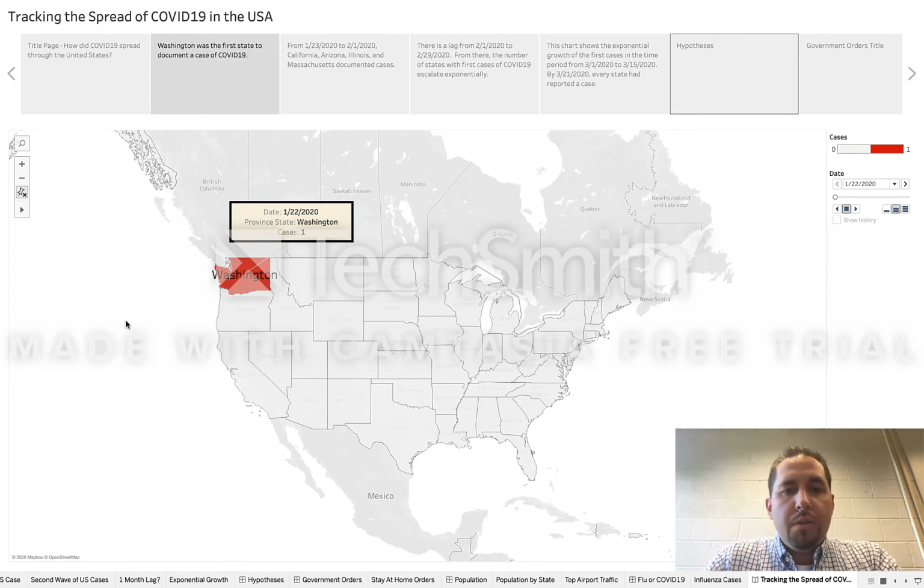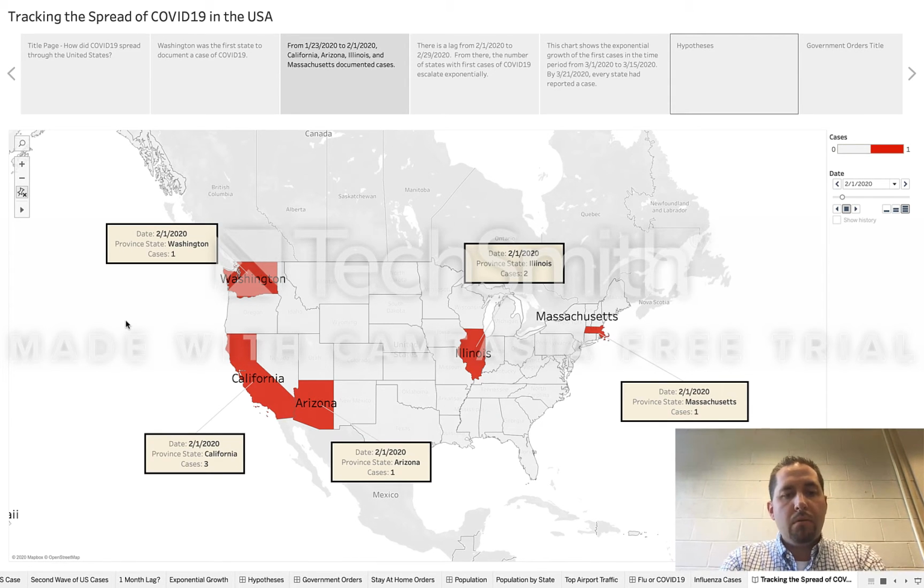So my first step was to determine how it spread throughout the United States. And I used the data that was provided on the website. And as you can see here, this is a map showing that Washington State was the first case on January 22nd, 2020. The first reported case on January 22nd, 2020. Shortly after, on 2/1, there were 4 more states that reported their first case: California, Arizona, Illinois, Massachusetts. California reported 3 on 2/1. That was their first report date. And so this depicts how it started to spread.